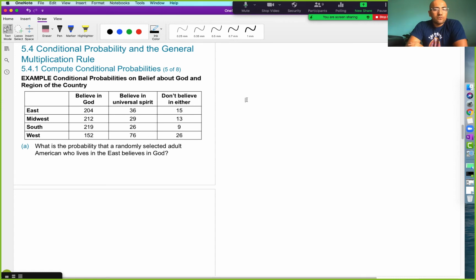Good. So just to make sure we're all reading this table accurately, this is saying that 212 people were in the Midwest, and their answer was yes, they believe in God. Good. This is saying that 9 people were in the South, and they answered, I don't believe in either. Good. Questions? This thing is really behaving weird.